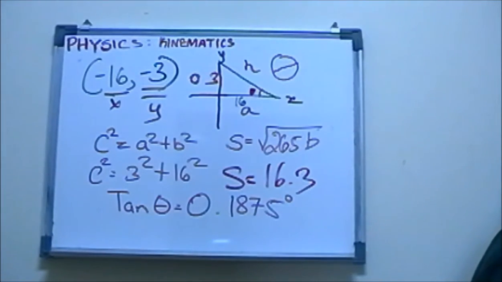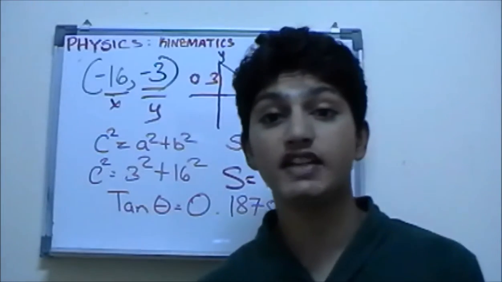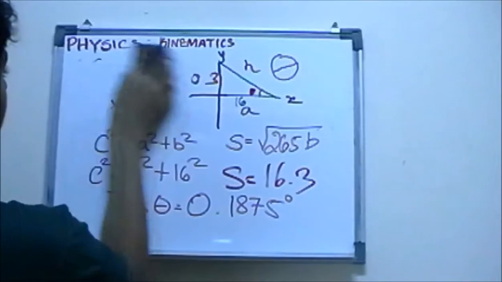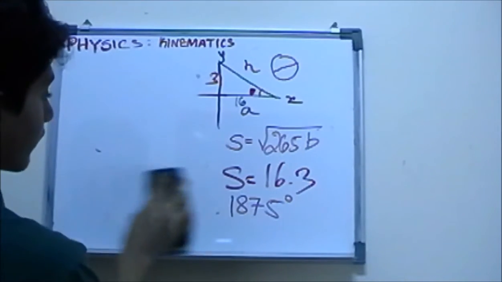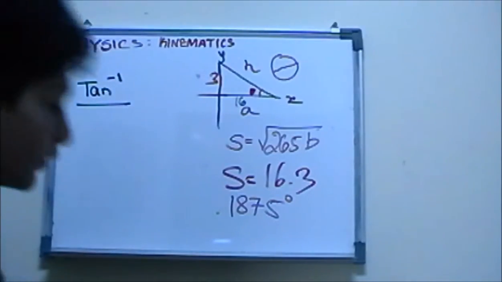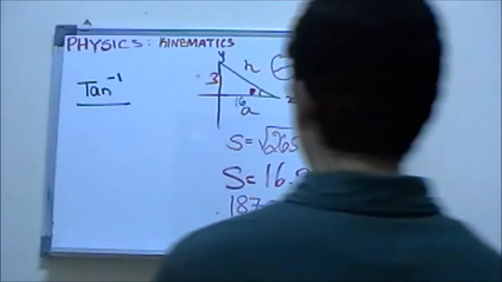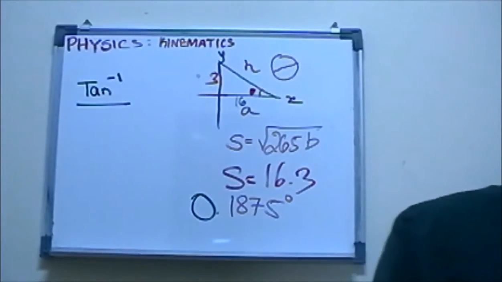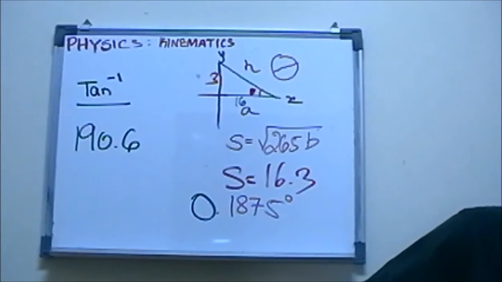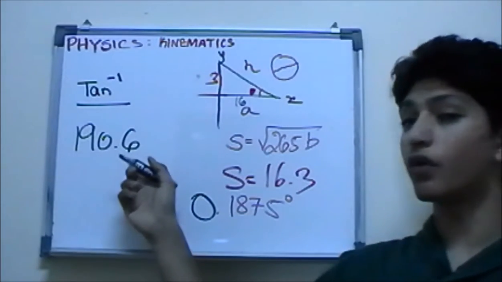Now the only tricky part here is that we must find the angle from the tangent of the triangle. On your calculator you will see tangent -1, which is called inverse of tangent. When you plug 0.1875 into inverse tangent, you get your answer to be 190.6, because since this is in the third quadrant, we must add 180. This gives us a result of 190.6.